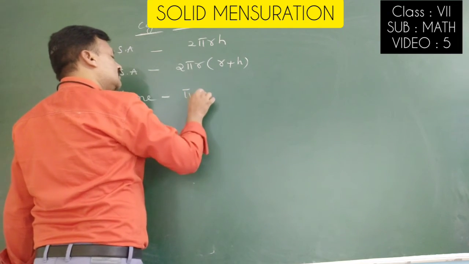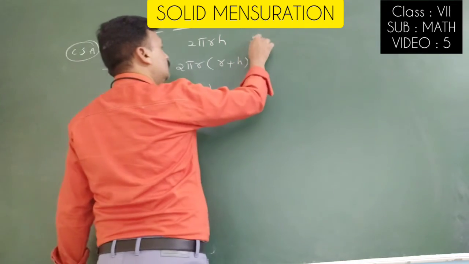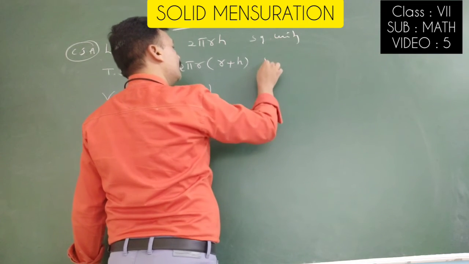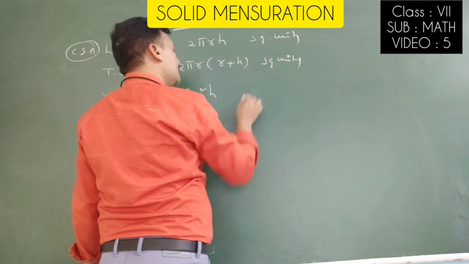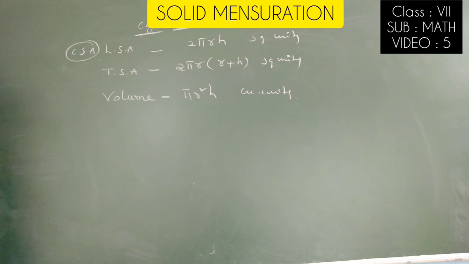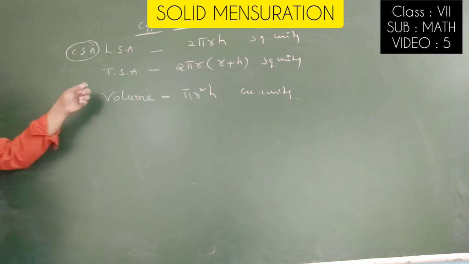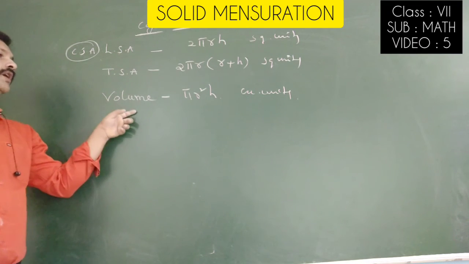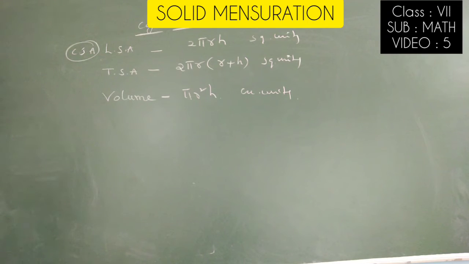Volume is pi r square h. Here these two are in square units. Here the volume is in cubic units, because we are calculating cubic units. In this way, we can find the lateral surface area, total surface area, and the volume of a given cylinder. Okay, some problems we will discuss.